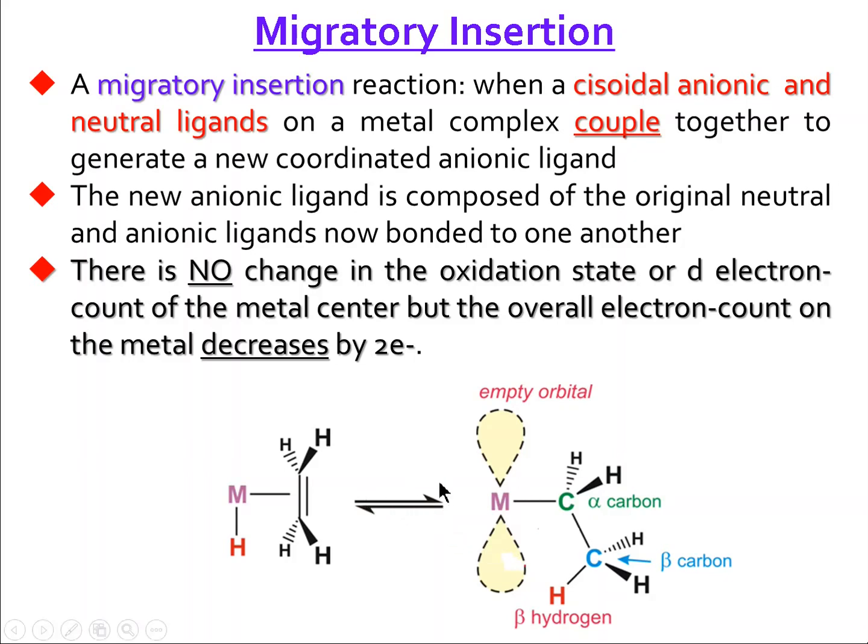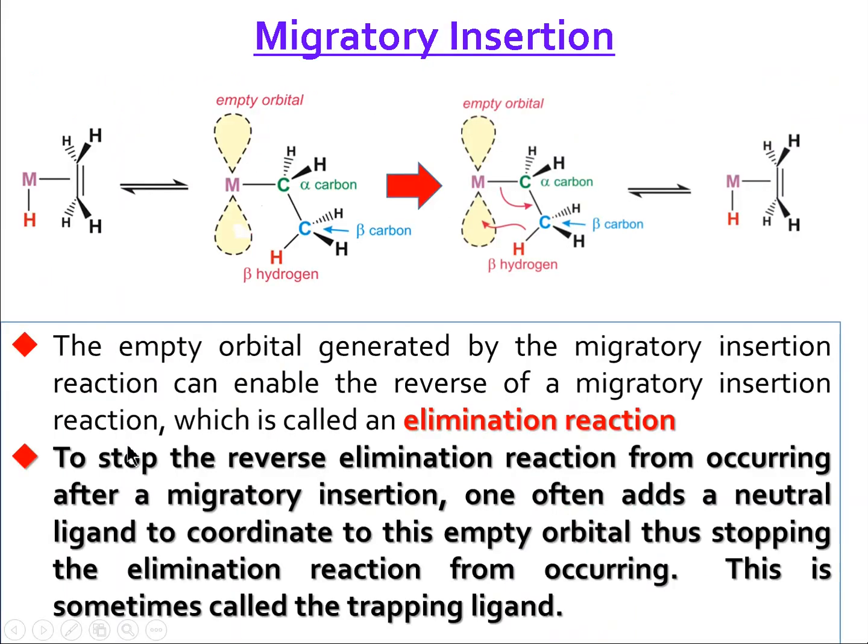The reaction of the migratory insertion is reversible. In direction 1, we have migratory insertion, and in direction 2, since we have a vacant site, the alpha carbon elimination or the beta elimination is also possible. If the empty orbital generated by the migratory insertion reaction is not occupied by an external ligand or by the solvent, in this case we will favor the elimination reaction and the structure will return to the metal hydride alkene.